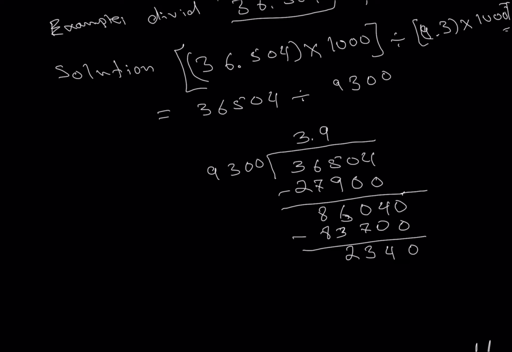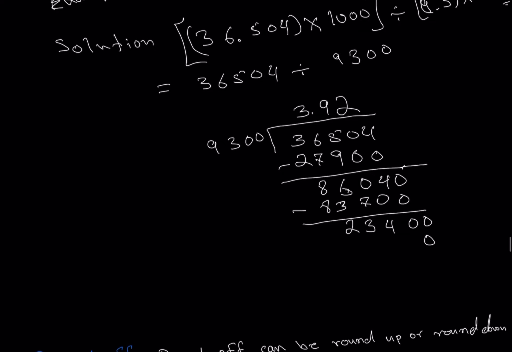2,300 is not divisible by 9,300. We add one more 0 there. It will be 23,000. So we can do 2. 2 times 0 is 0. 2 times 0 is 0. 2 times 3 is 6. 2 times 9 is 18. Minus: 0 minus 0 is 0, 0 minus 0 is 0, 4 minus 6 doesn't happen, but 14 minus 6 will be 8. We borrow 1 from here, so this becomes 12. 12 minus 8 is 4.